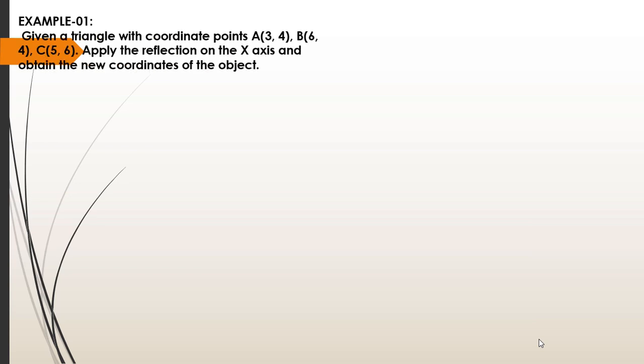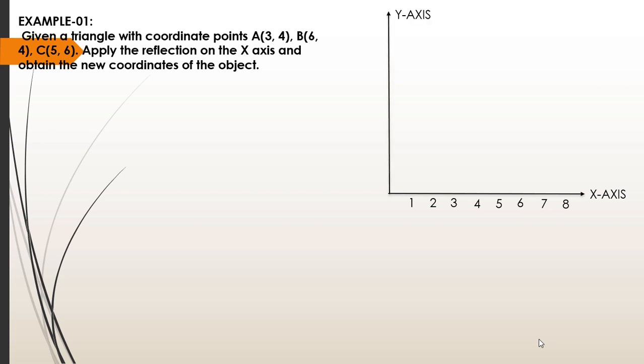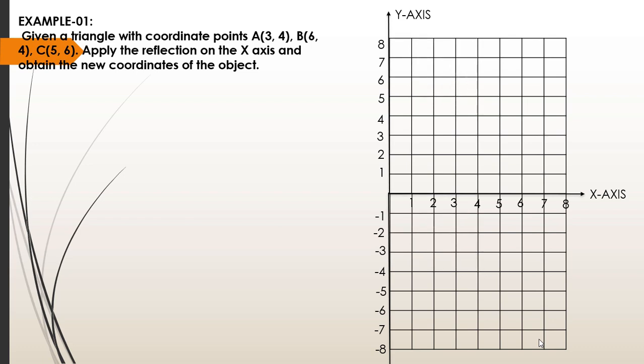Now let us take an example. In this example, given a triangle with coordinate points A (3, 4), B (6, 4), C (5, 6), apply the reflection along the x-axis and obtain the new coordinates of the object. So as we have this example, we need to draw our xy plane. This is the x-axis with coordinate values. This is the y-axis with coordinate values. They are creating a 2D plane.